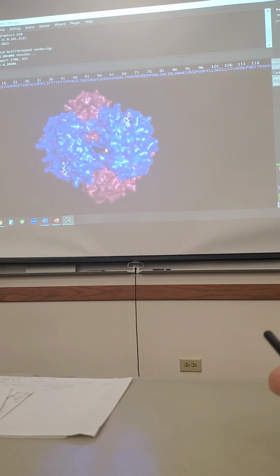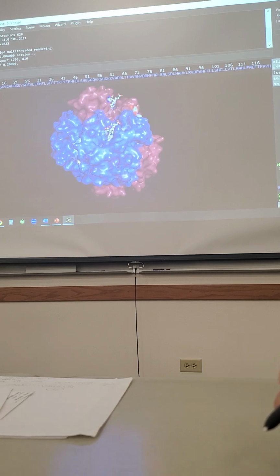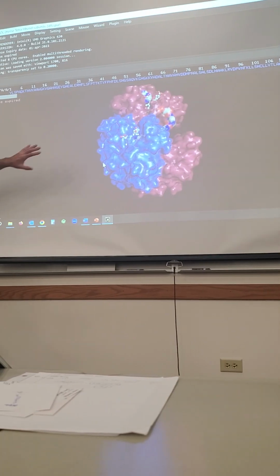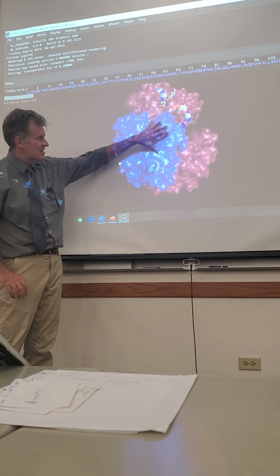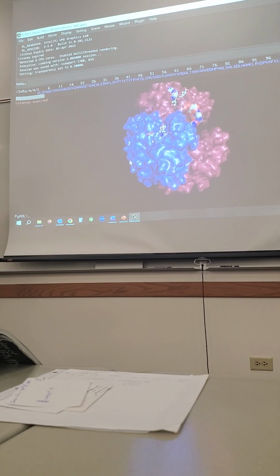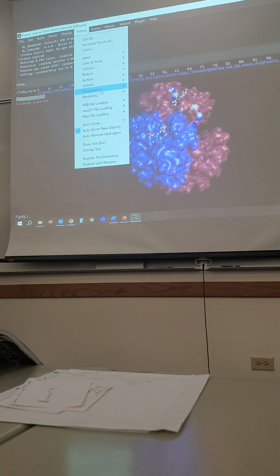We roll it around. There are spaces between. You can get the feel from it. I've rendered it so you see the surface, but if you look carefully, you can still see the secondary structure embedded behind that. Now to make that a little more obvious, we can always go up here to the settings and we can change that.